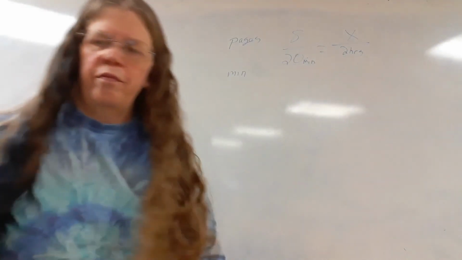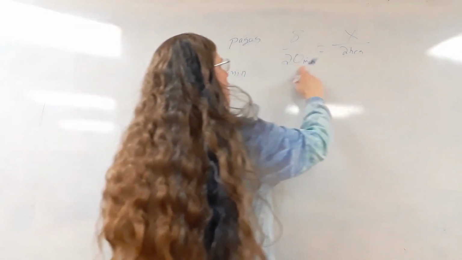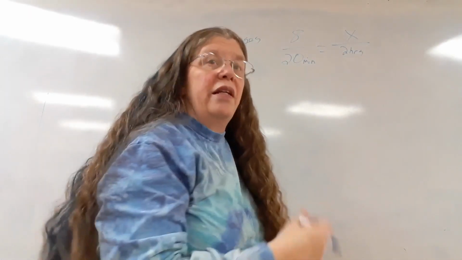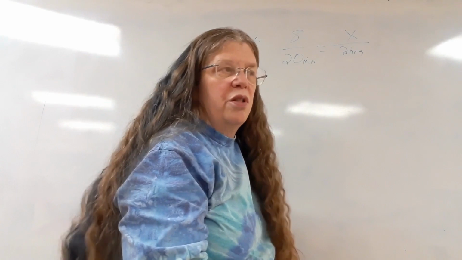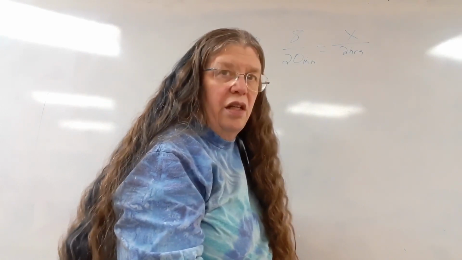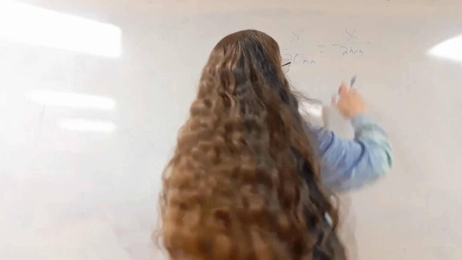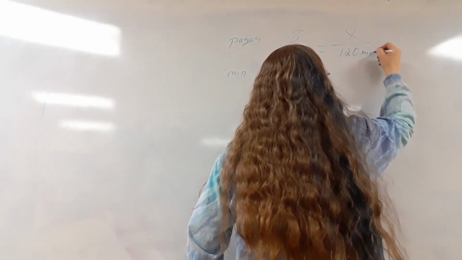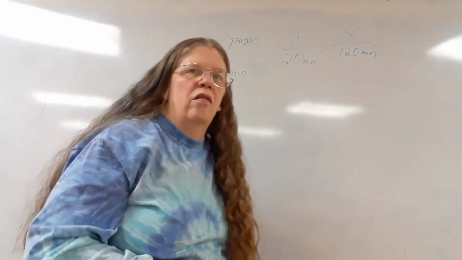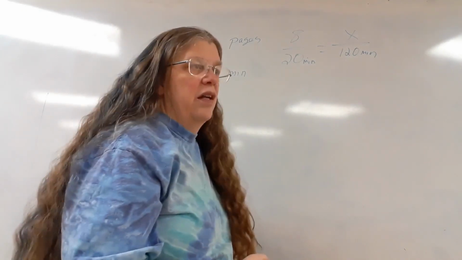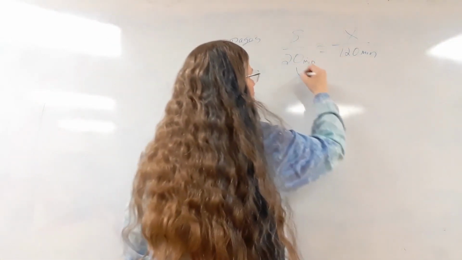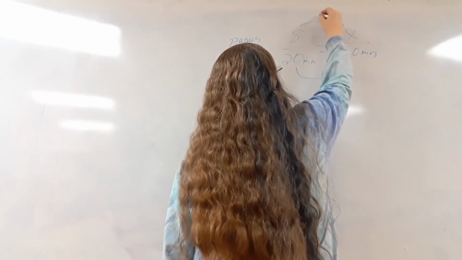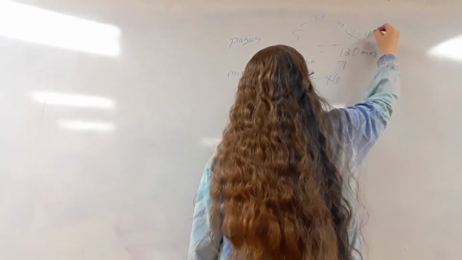However, this is minutes, this is hours. So we can't do that. We need minutes and minutes. So 2 hours times 60 minutes per hour makes this 120 minutes. Okay? If you're good at pattern recognition, you say, okay, this is times 6. So you can do this as times 6 and get 48 pages.